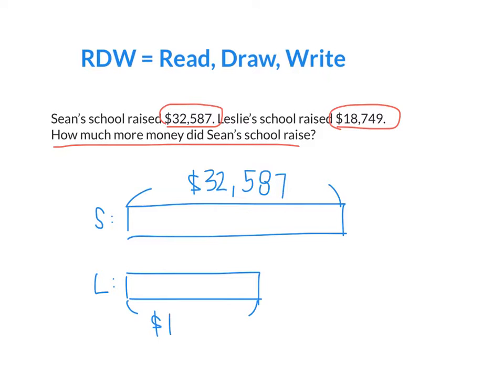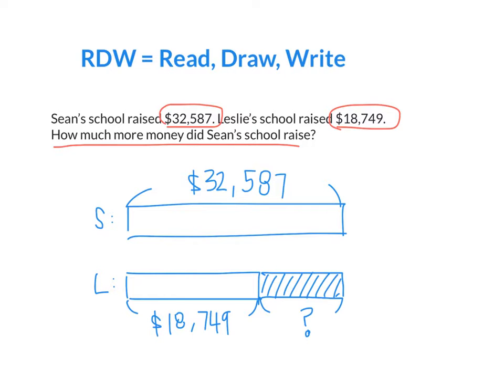We know her school raised $18,749. If I wanted to make Leslie's tape as long as Sean's, wouldn't this be the difference between the two? So this amount right here is what we're trying to find. Go ahead and label it with a question mark. So in order to find out the difference between Sean's school's amount and Leslie's amount, what operation do we have to do? Subtraction or addition? Subtraction, very good.